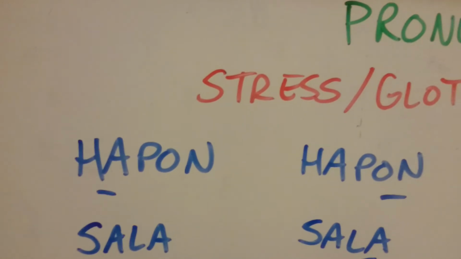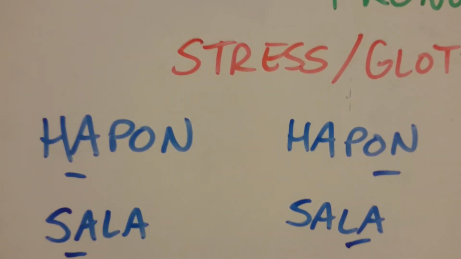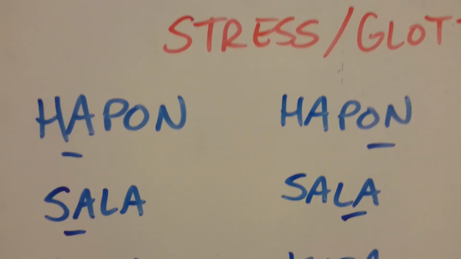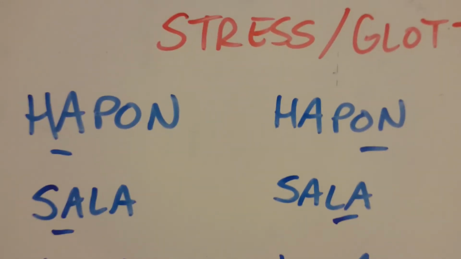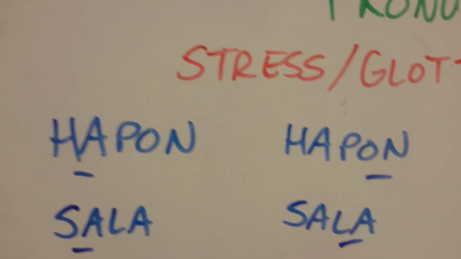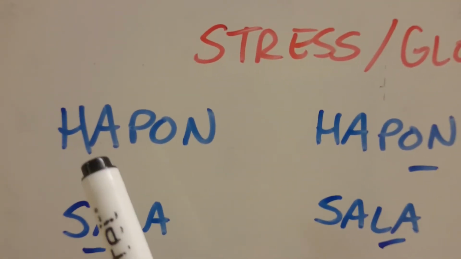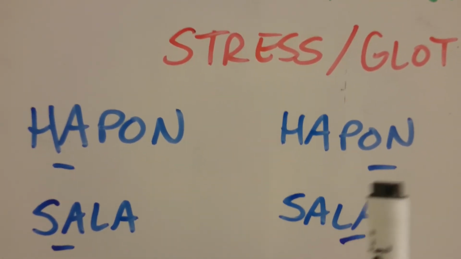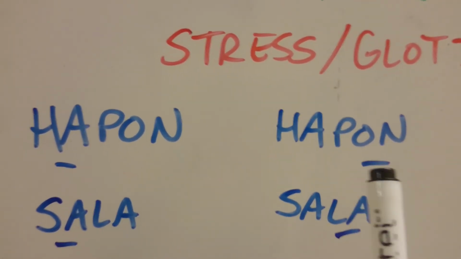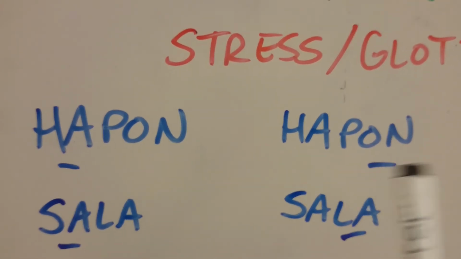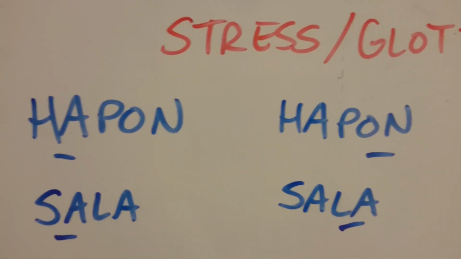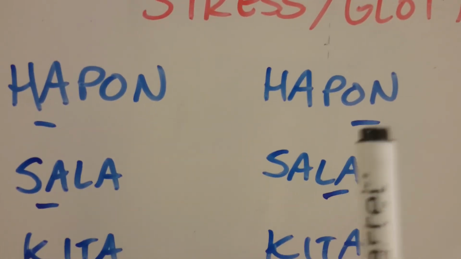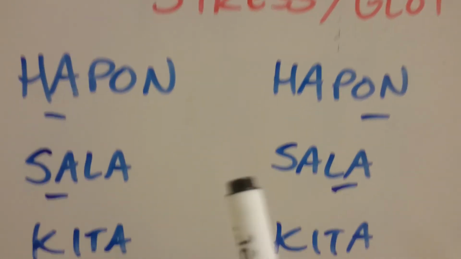So first, the first syllable for this word, right? Hapon versus hapon. The first word has the stress on the ha, right? And the second word, hapon, has the stress on that last syllable. Meaning Japan, or a Japanese person, hapon.